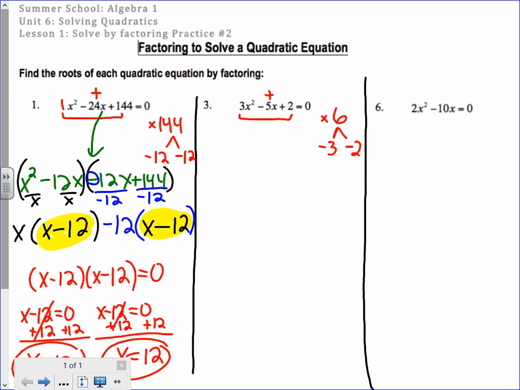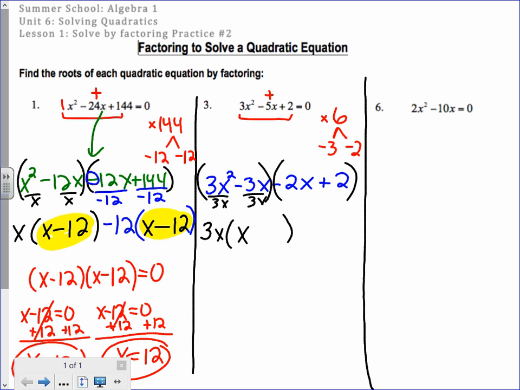Negative 3 times negative 2 is positive 6. Negative 3 minus 2 is negative 5. Now let's go ahead and split the middle. So I'm going to have 3x squared minus 3x minus 2x plus 2. Now I'm going to group the first two terms together and the last two terms together and look for GCFs for each set of parentheses. In the first parentheses, it appears that 3x is the GCF. So when I divide 3x out of each term, I'm left with x minus 1.